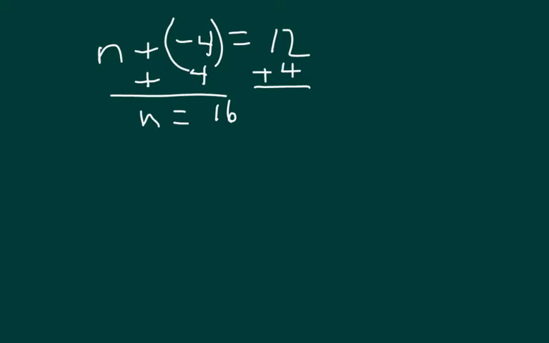So we're going to think, is it true? Does it make sense that 16 plus negative 4 is 12? Sure enough it is. The difference between 16 and 4 is 12, and there are more positives than negatives.